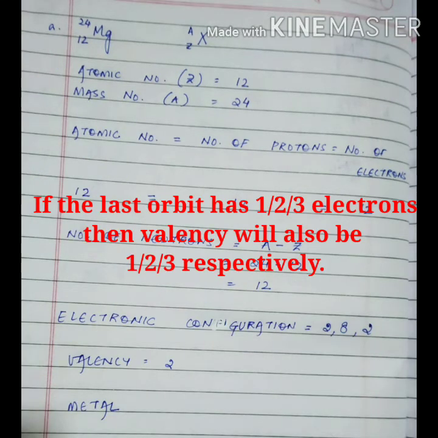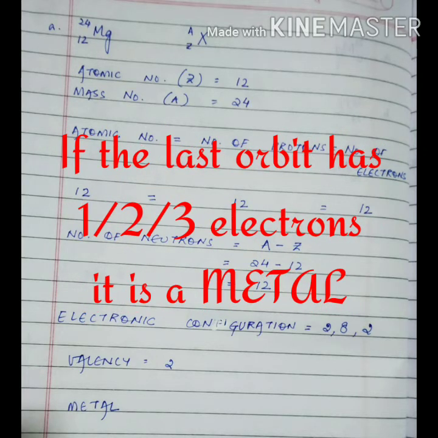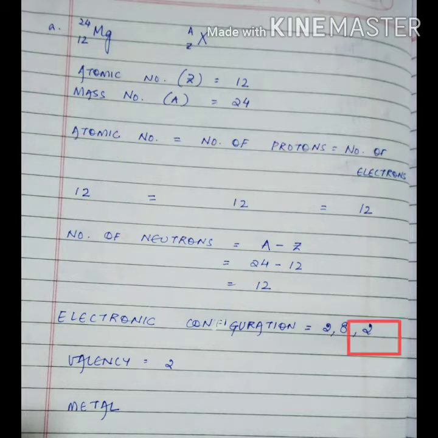As I just told you, if the last orbit has 1, 2 or 3 electrons, then valency will also be 1, 2 or 3 respectively. Now, if the last orbit has 1, 2 or 3 electrons, then it is a metal. Magnesium has 2 electrons in the last orbit, so it is a metal.